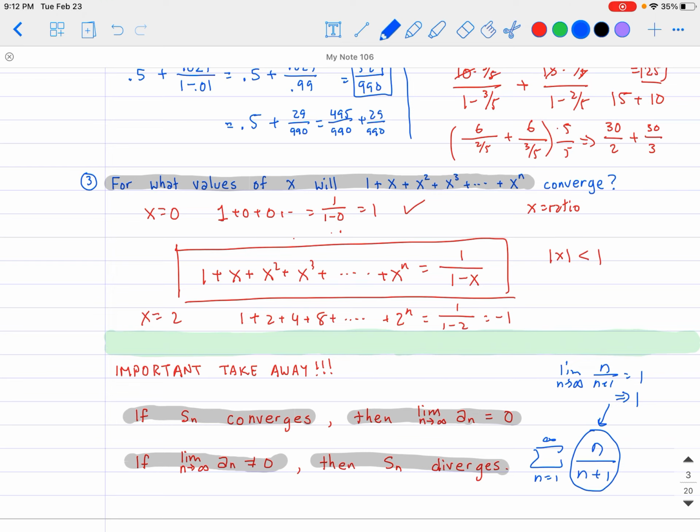And what that means is you're basically adding a whole bunch of terms that are getting closer and closer to 1. And so they're not diminishing. So therefore, you're just adding a bunch of 1s. So therefore, it diverges because there are infinitely many of those terms. Okay, so you have to make sure that the limit actually goes to 0 for it to converge.